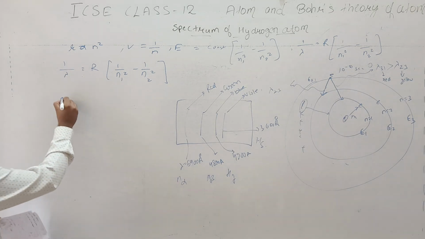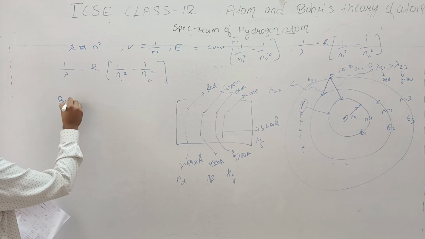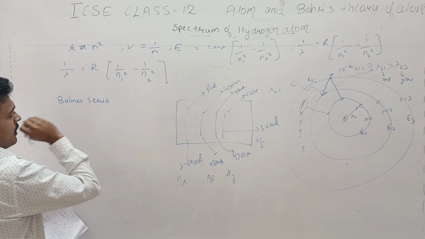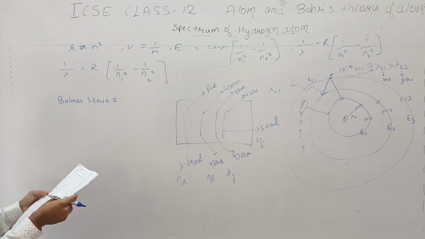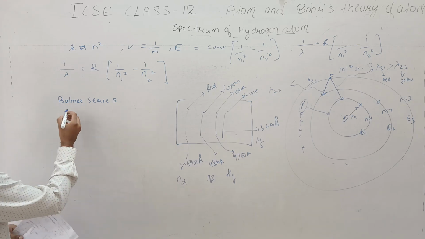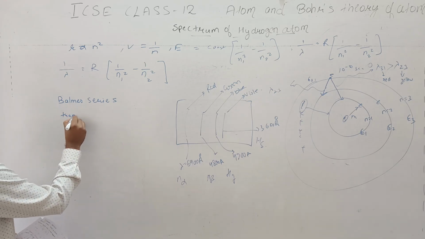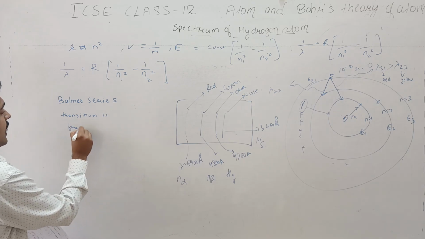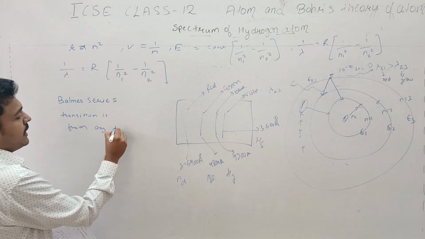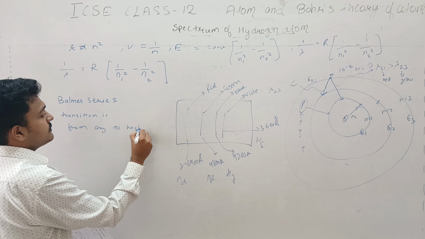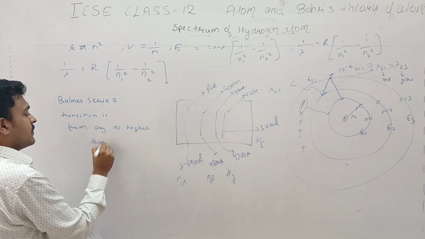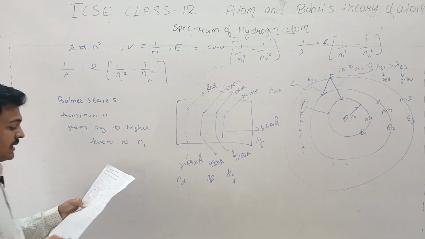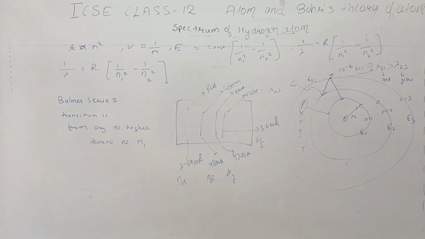So we have names of certain series. First we have the Balmer series. What does Balmer series mean? Balmer series means the transition is from any higher level to level n1, any higher level to the n1 level.